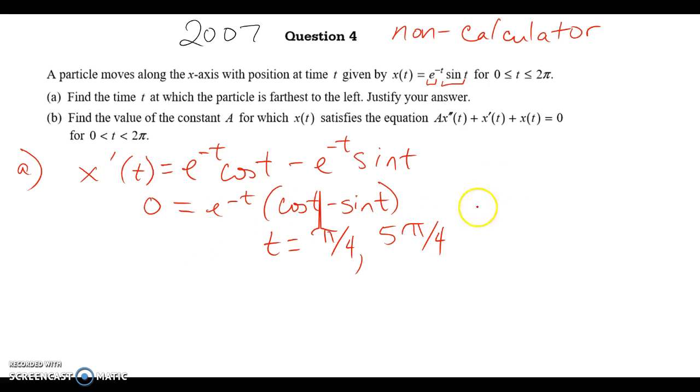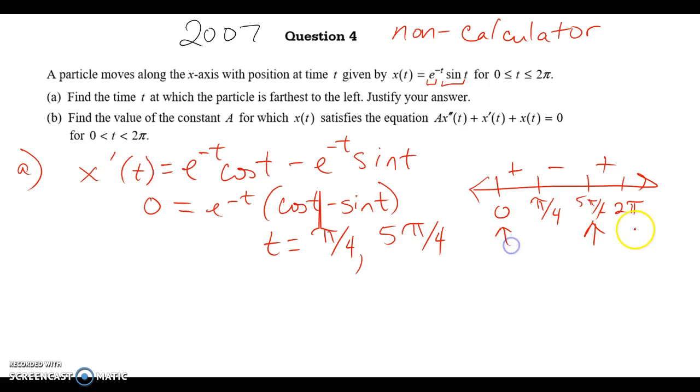So now I want to figure out which of these, if any, are possible mins. Remember, our interval here is 0 to 2 pi. So I evaluate the derivative between 0 and pi over 4. It's going to be positive. In between these, it'll be negative. And then positive between 5 pi over 4 and 2 pi. So a possible min would be at 5 pi over 4. That's the only possibility, but we also have to check the endpoints.